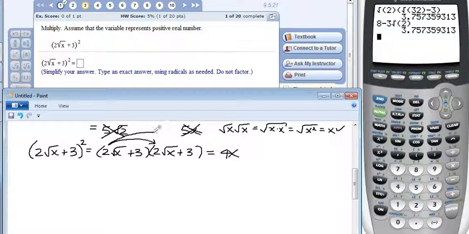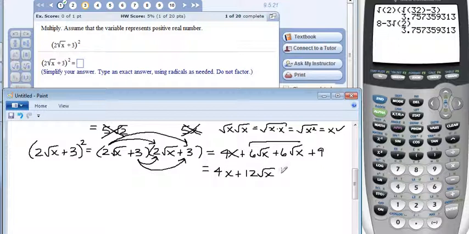Now I'm going to do the outside piece. I've got 2 times 3 for a positive 6 square roots of x. Got to have that on the back. And then my inside piece is going to be 6 roots of x. And then my last piece is a 9. Now these can be combined because, why? Because the radicands and the indexes are the same. So really I have 12 roots of x plus 9. Okay? 4x plus 12 roots of x plus 9.